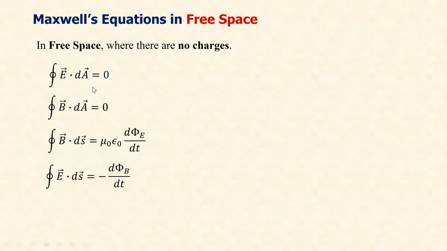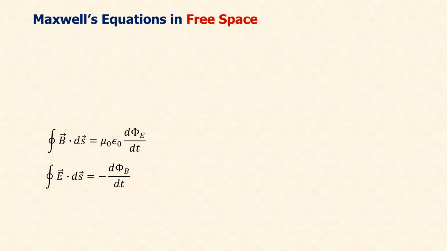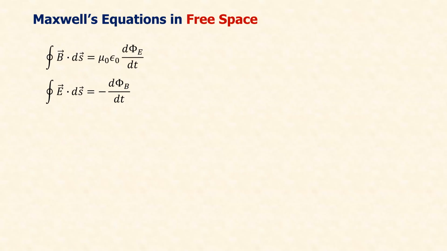This one just tells us that no matter what surface you take, there's no charge there. Therefore, the integral of E dot dA over the surface, the flux of the electric field going out of the surface, is 0. The same is true for B anyway, in any case. But that's good, but it doesn't give us any relationship between electric field and magnetic field by themselves. But these two give us the relationship between electric field and magnetic field. So let's see what these imply. These are the two equations that relate these two quantities, electric and magnetic field. We want to see what these imply.